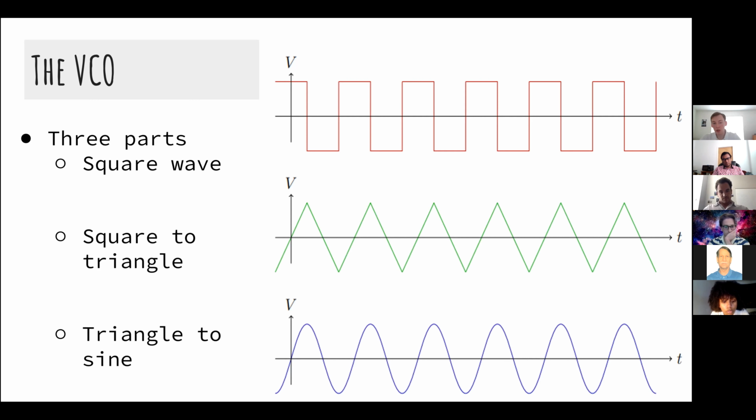The last part is the triangle to sine, which is a little more complicated, and it uses those paired differential transistors to start clipping off the tops and bottoms of this triangle wave and round it into a sine wave.